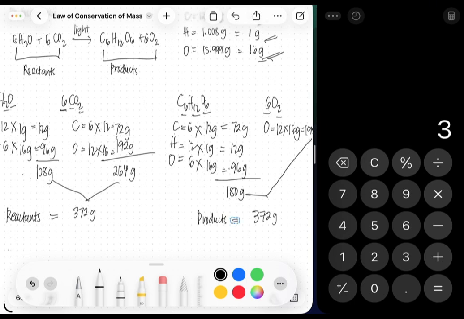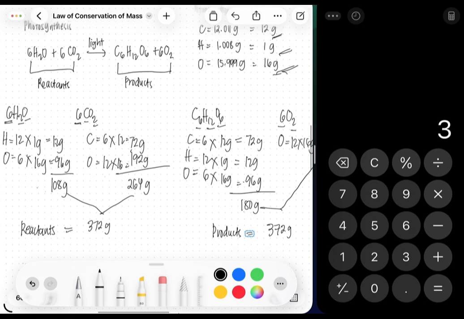So we can see here that the atoms are rearranged after chemical reaction, but the mass stayed the same. So this is what the law of conservation of mass tells us. The mass of the reactants is equal to the mass of the products.